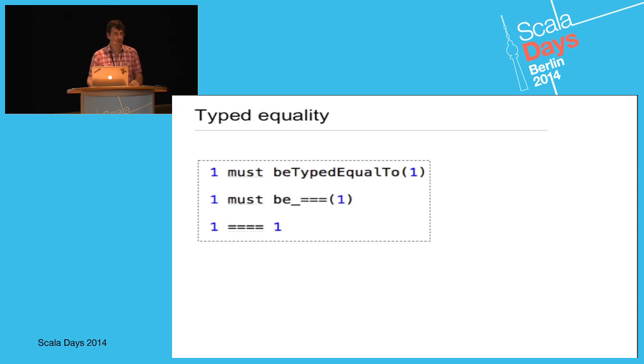But you also have typed equality, because one of the issues of the Scala equal operator is that it's not typed, so you can have some type errors slipping through. And it's nice to also have a typed equality matcher, which you can use, and then the compiler can tell you if the two things really have compatible types.